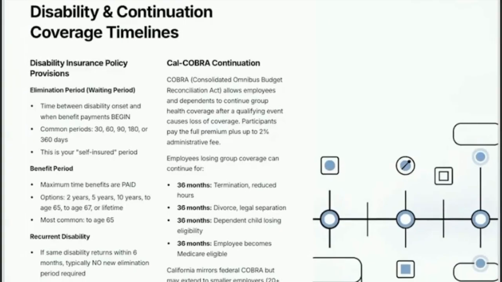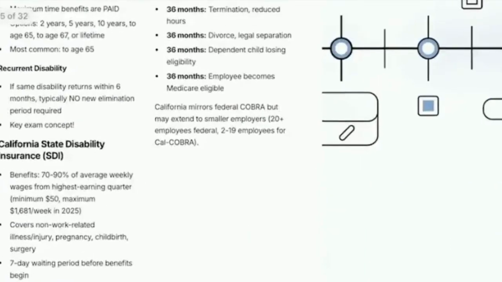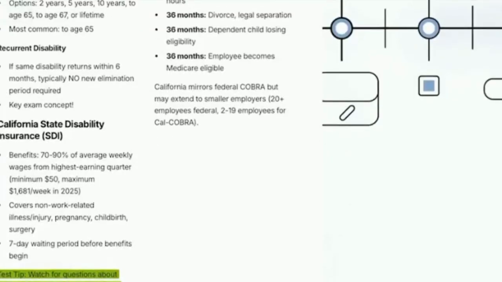But we are going to talk a little bit about California SDI. So the benefits did change in 2025. The benefit is 70 to 90% of average weekly wages from the highest earning quarter, minimum $50, with a maximum of $1,681 a week. This covers non-work related illnesses, injury, pregnancy, childbirth, and surgery.